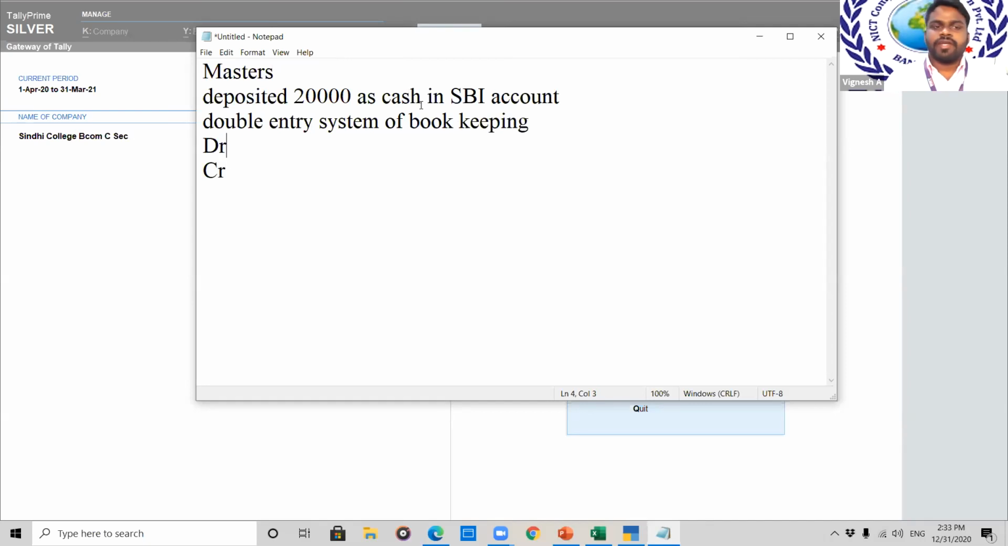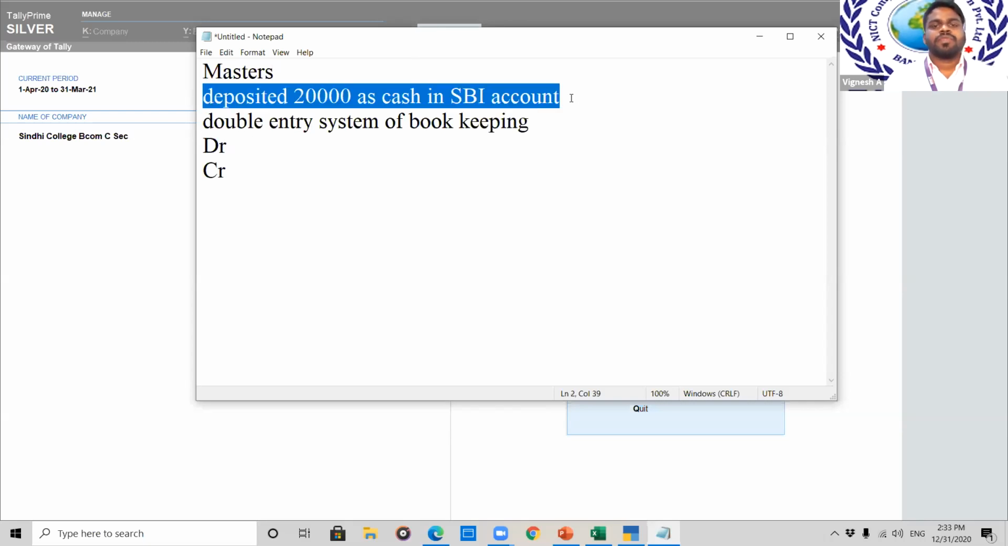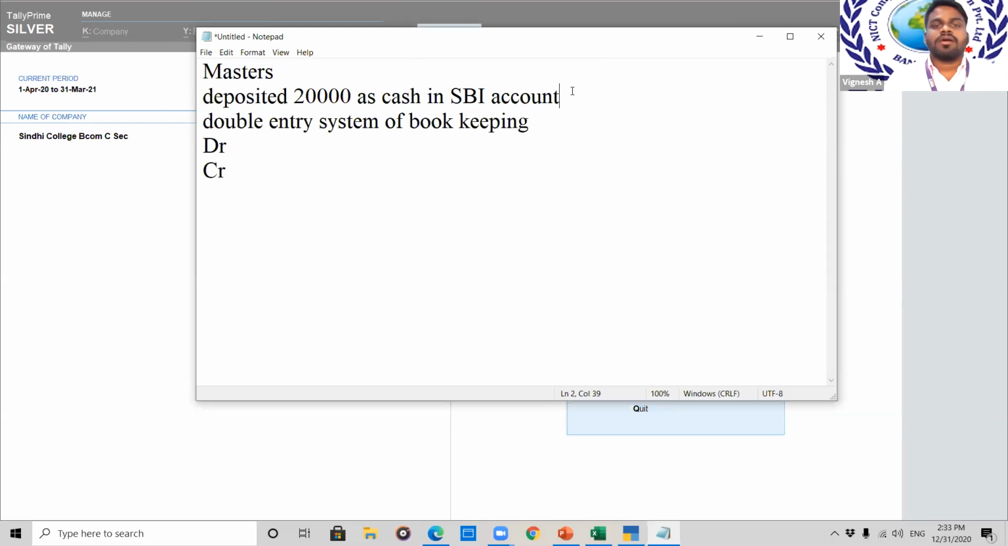So here we need to find out what account to be debited and what account to be credited. That is the reason we follow the double entry system. When we take this transaction, it tells us 20,000 was deposited as cash in the SBI account. So first we need to find out which are the two accounts affecting your books.